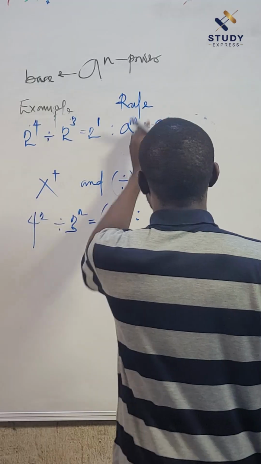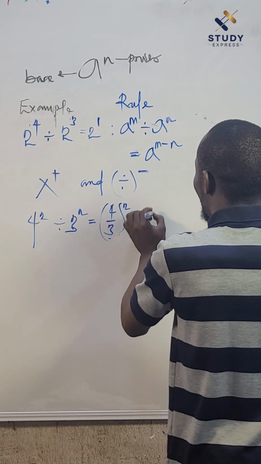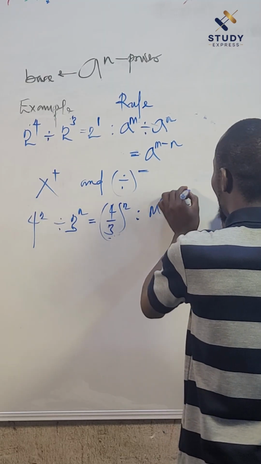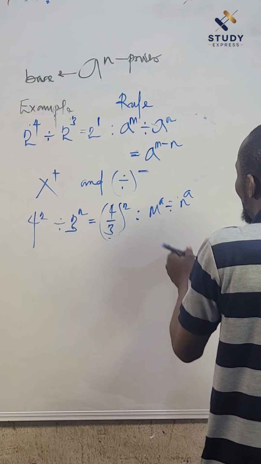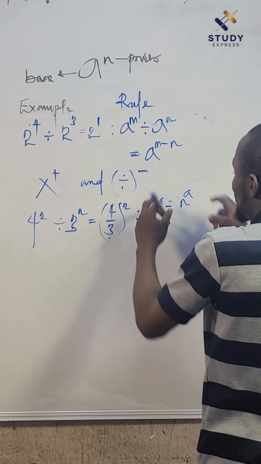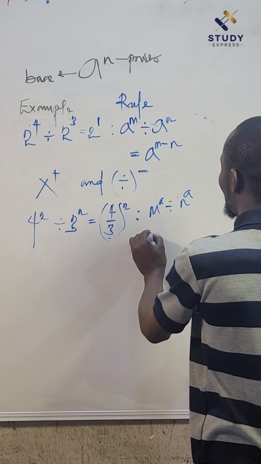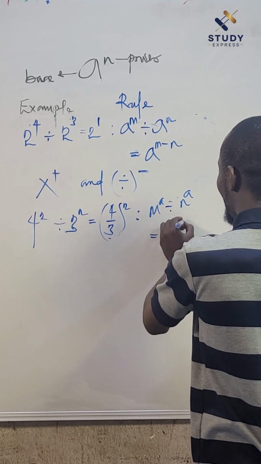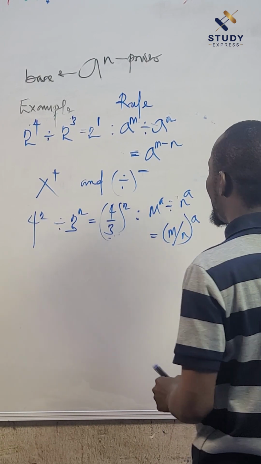This can also be generalized under our rule. Whenever we have m raised to power a divided by n raised to power a, the base is different, but there's a common power. So what you do here is you factorize: m divided by n, all raised to power a.